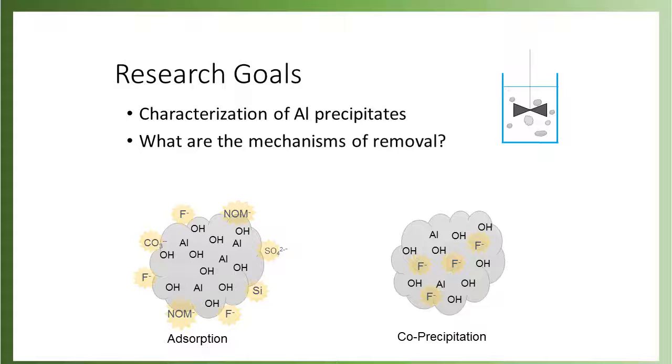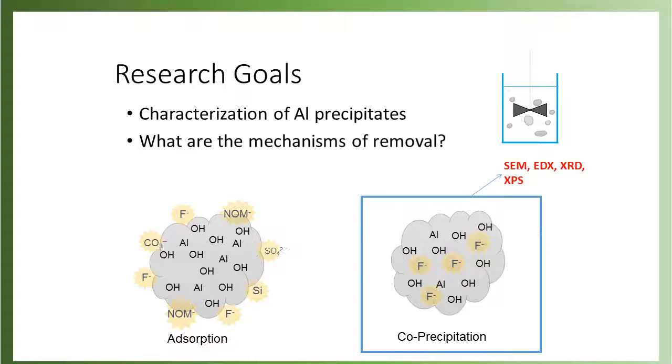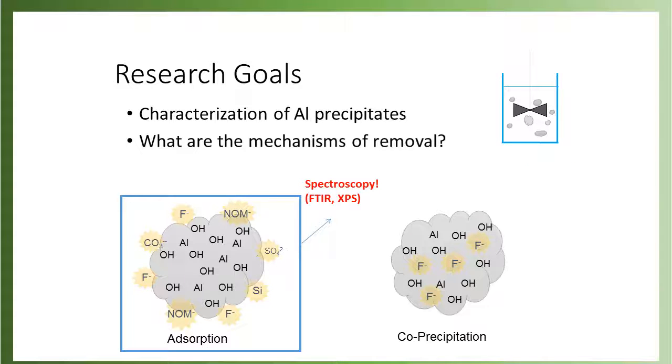There are two main mechanisms that we hypothesize are occurring. We can have adsorption of the ligands to the surface of these aluminum precipitates, and we can have co-precipitation and actual uptake into the solid matrix itself. In the past, we've looked at SEM, EDX, XRD, XPS as some of the methods to suss out what's happening with this co-precipitation. And what my work focuses on is spectroscopy to figure out what's happening on the surface with this adsorption.